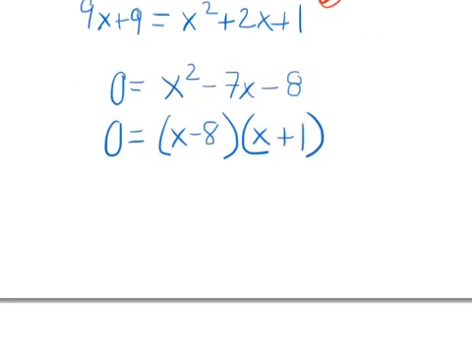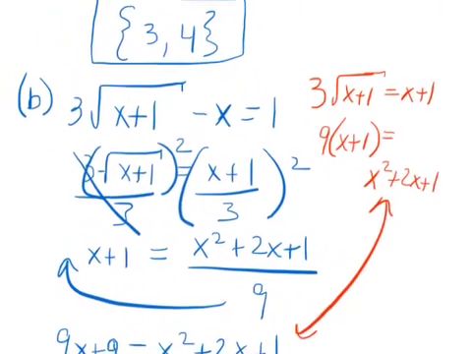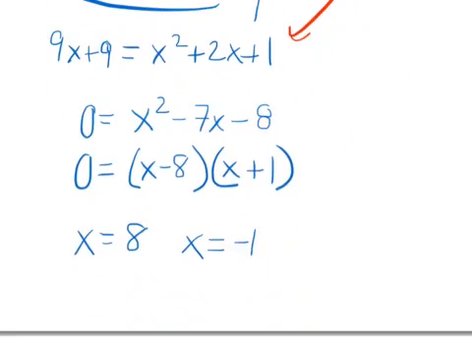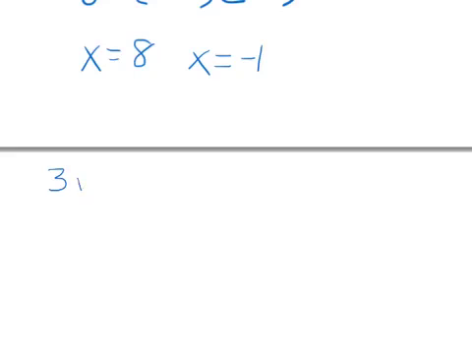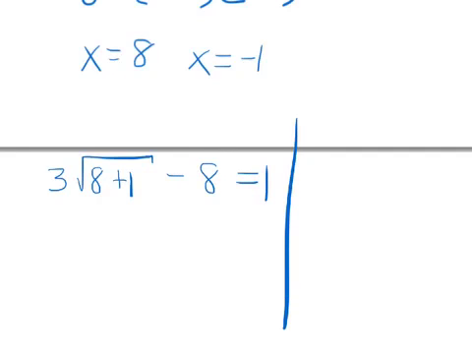Now, how many answers do we get, everyone? Okay? But we don't know if they're both solutions. So we need to check them both now. In that original equation, which is all the way up here. 3 root x plus 1 minus x equals 1. 3 times root x plus 1, and this is going to be minus negative 1 equals 1. So I'm checking both of them here.